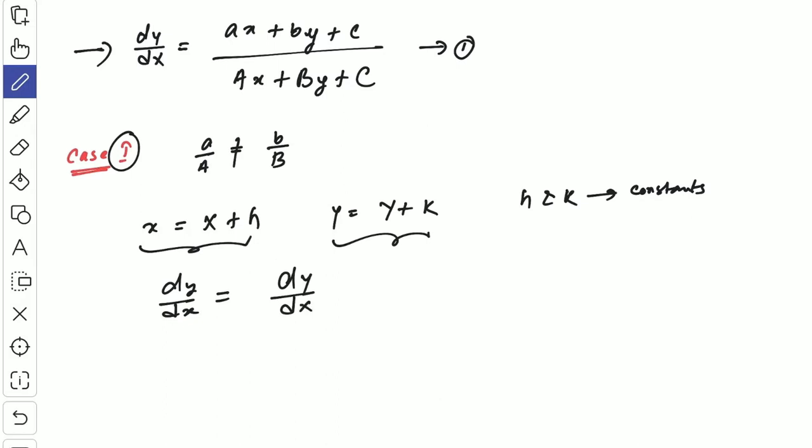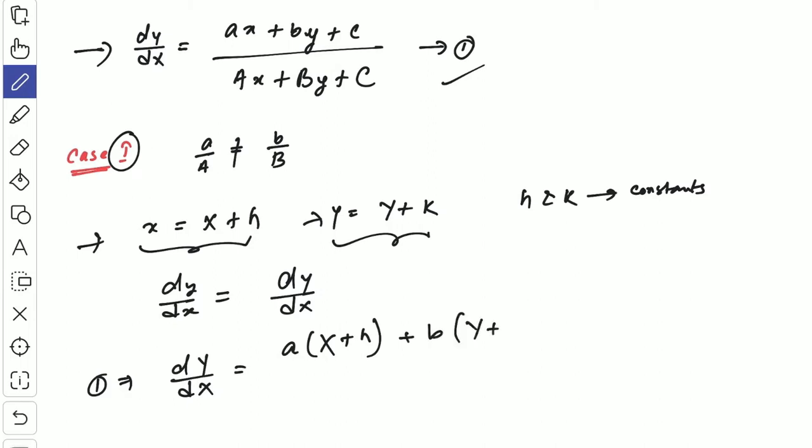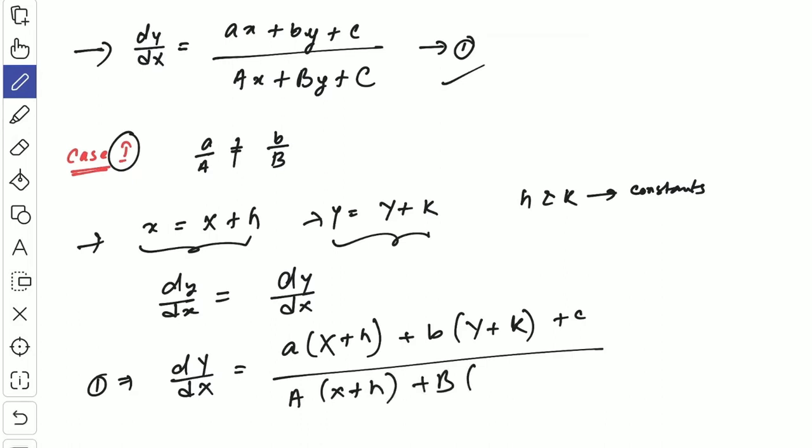If you differentiate these two equations, because h and k are constants, we can write dy by dx is equal to d capital Y by d capital X. So equation number 1 becomes of this form: d capital Y by d capital X. Then small x is replaced by capital X plus h, so small a times (capital X plus h), plus b, y is replaced by capital Y plus k, then small c, over capital A times (capital X plus small h), capital B times (capital Y plus small k), plus capital C.